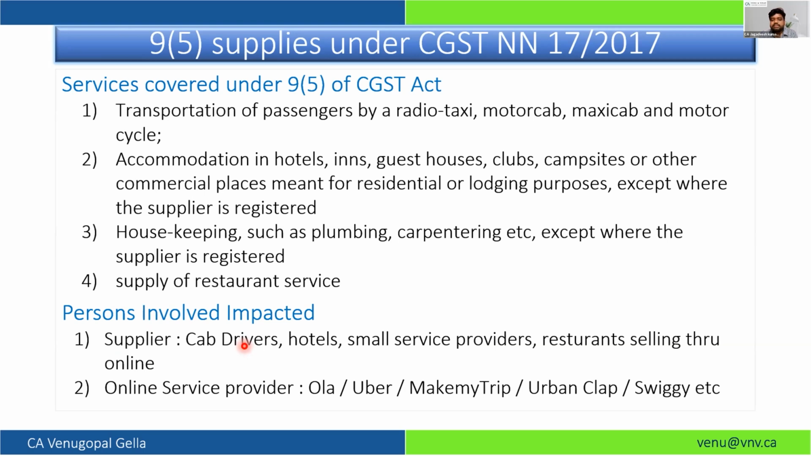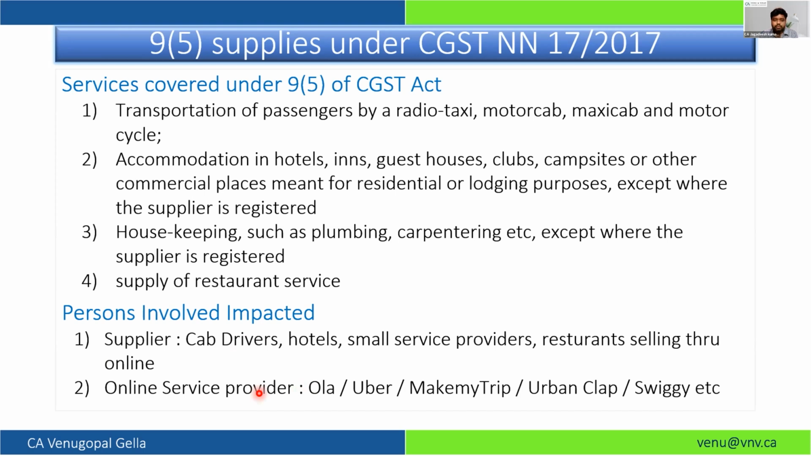In case of hotels supplying through Swiggy, Zomato, and small service providers, restaurants selling through online platforms like Urban Club, all of these are required to report in this table 3.1.1. And also the online service providers who are e-commerce operators like Ola, Uber, Swiggy, all of these are also required to report in table 3.1.1.